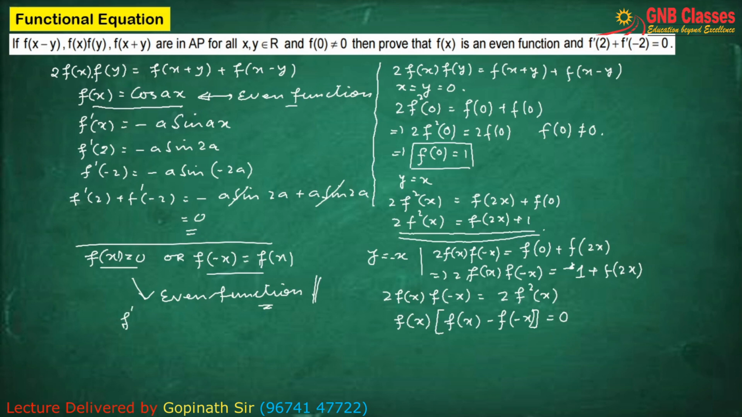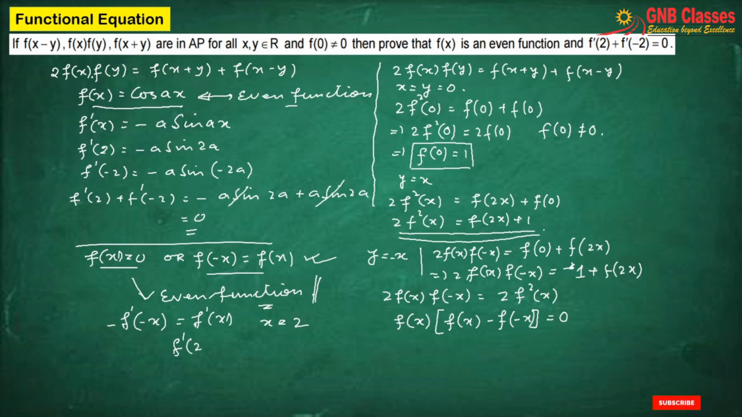Now for the second part, we are differentiating this equation. So we are getting minus of f dash minus x equals to f dash x, right? So in place of x, if I put 2, we are going to get f dash 2 plus f dash minus 2 will be equals to 0. Is it clear? So this is the second part of this question which is proved now.